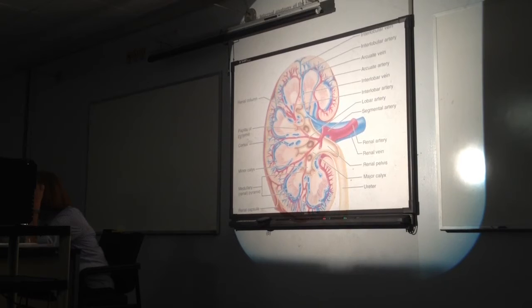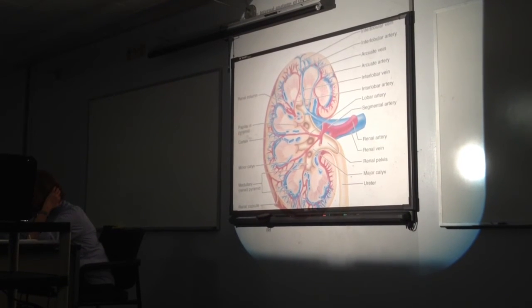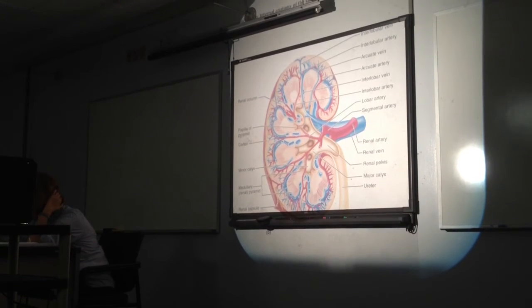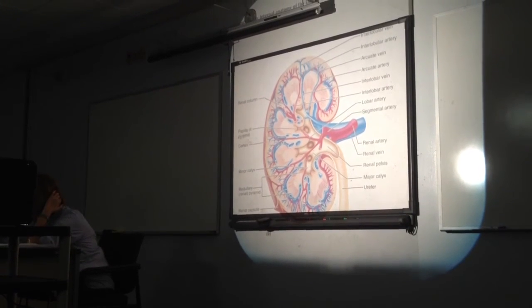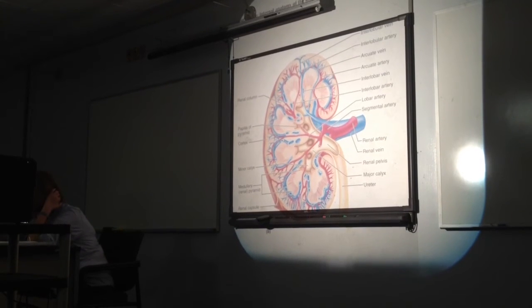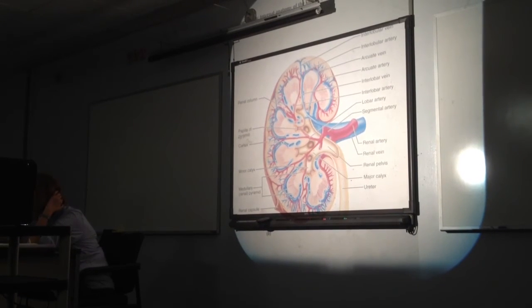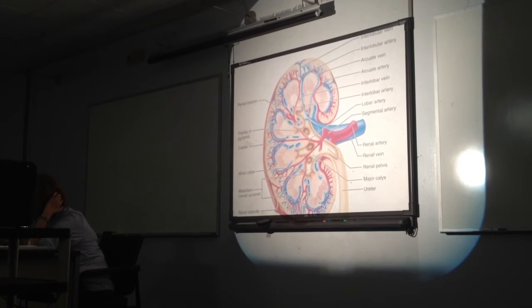Still under K, they have a striated appearance due to the presence of microscopic tubules.